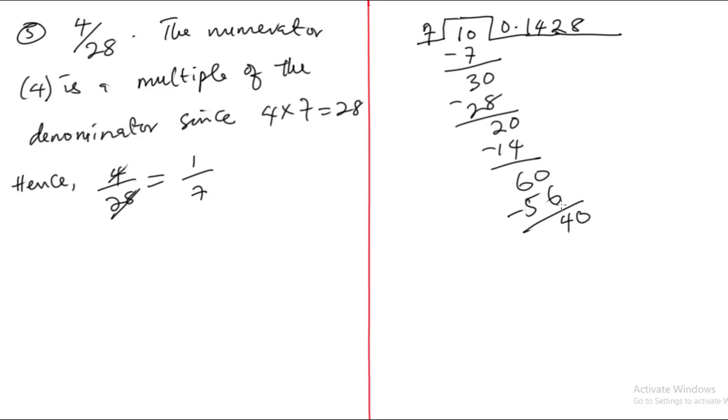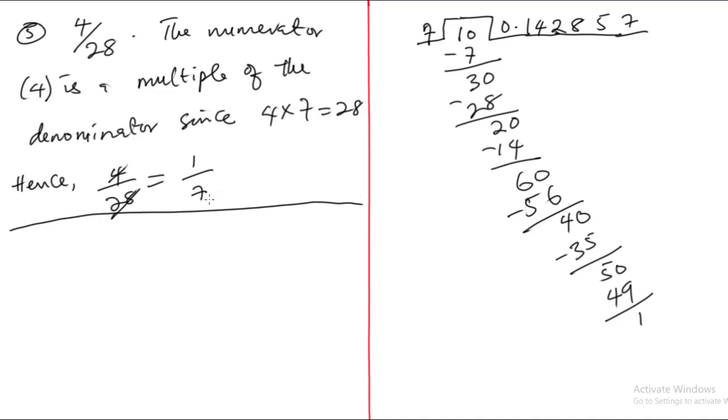7 into 40 will give us 5. 7 times 5 is 35. When you subtract, you have 5. Add another 0 and divide. You have 49, 7 times 7, which is 49. You have 1.